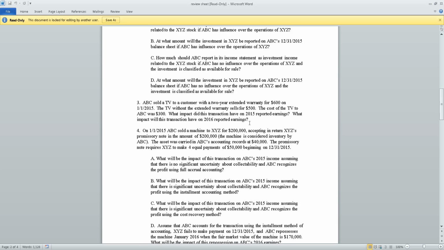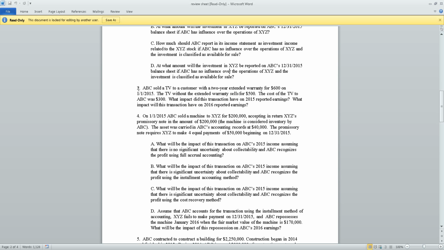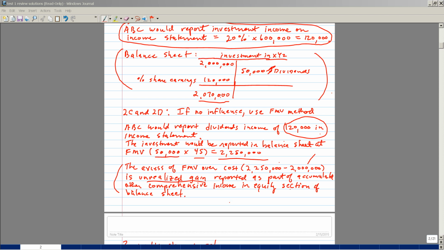So I believe that takes care of that problem. Okay, so on to problem 3. So we've got a company, ABC, that sold a TV to a customer with a 2-year extended warranty for $600. The TV without the extended warranty sells for $500. The cost of the TV to ABC was $300. What impact will this transaction have on 2015 earnings? What impact will this transaction have on 2016 earnings?